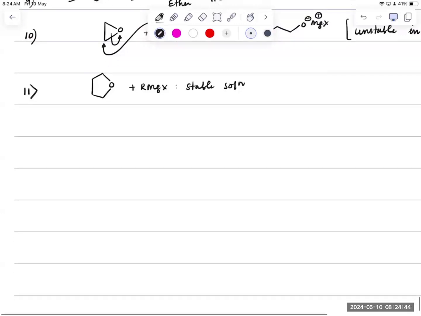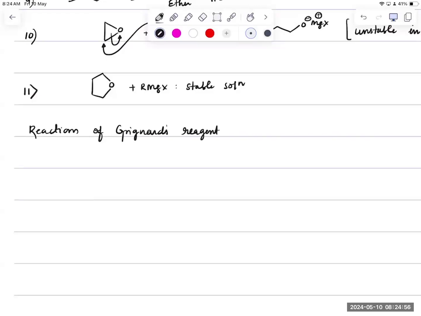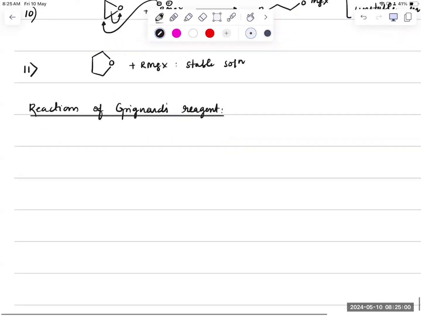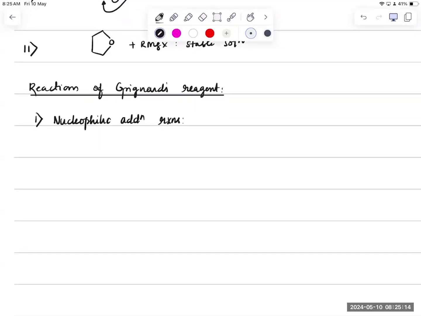Next, let us see what are the reactions of Grignard's reagent. Reactions of Grignard's reagent. Okay. First one is nucleophilic addition. Nucleophilic addition reactions. Wherever there are aldehydes and ketones, it will always attack on them and get added.